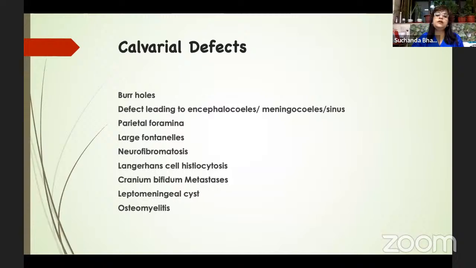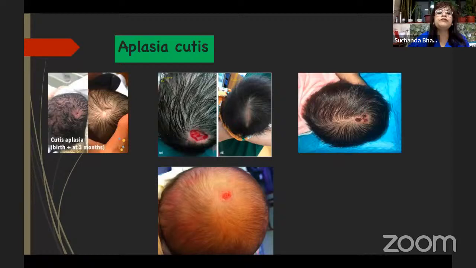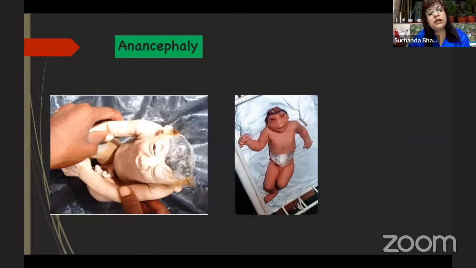So this is an example of a skull defect of aplasia cutis, very rare, but they happen without any skull formation, and you can directly see the dura. Small ones heal by themselves, but the bigger ones need cover. This is a case of anencephaly where the brain is exposed in various degrees and there is no skull. I don't have this in my own collection, so I took it from the net, and they do not survive well.